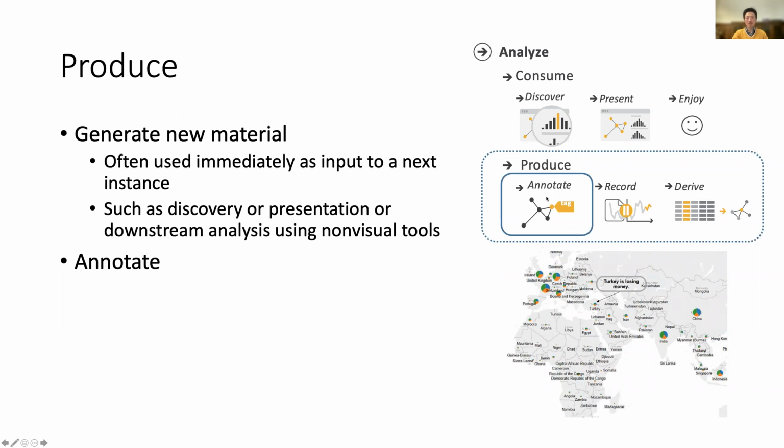You can also do annotations on the visualization. For example, here you write a note, say, Turkey is losing money. That's something you discovered, you write it down, and you can add that to your visualization. This does not come with the original data. In the original data, this information does not exist. That's something new that you created. That's why it's called produce. It's an annotation, like a note.